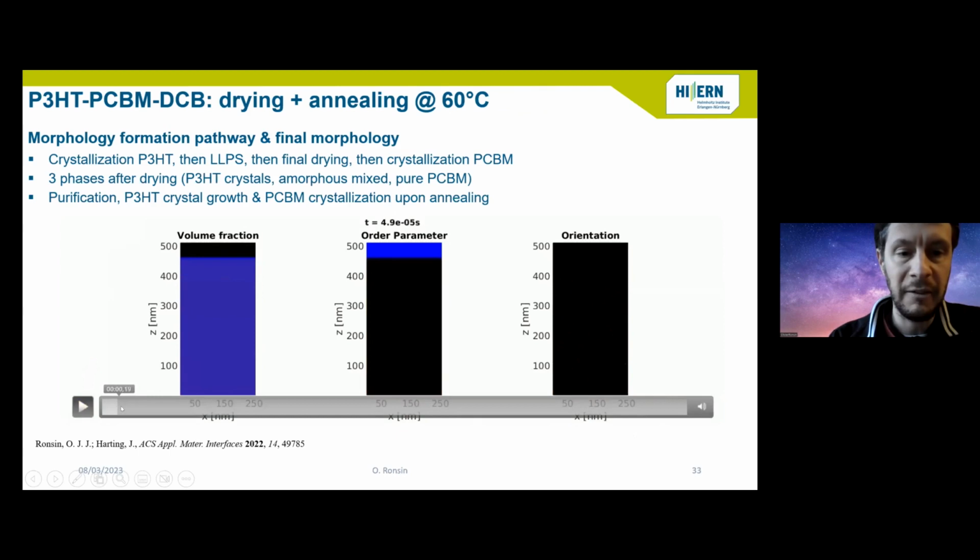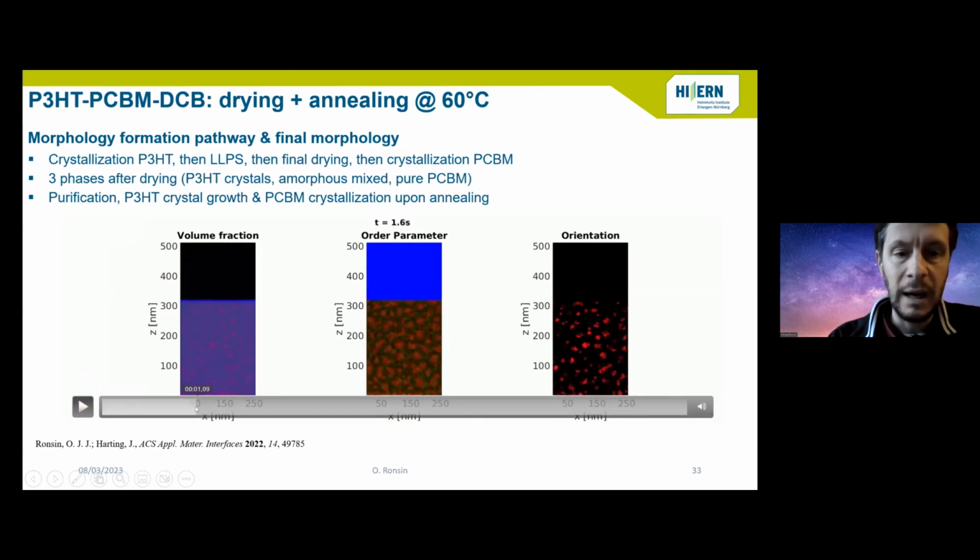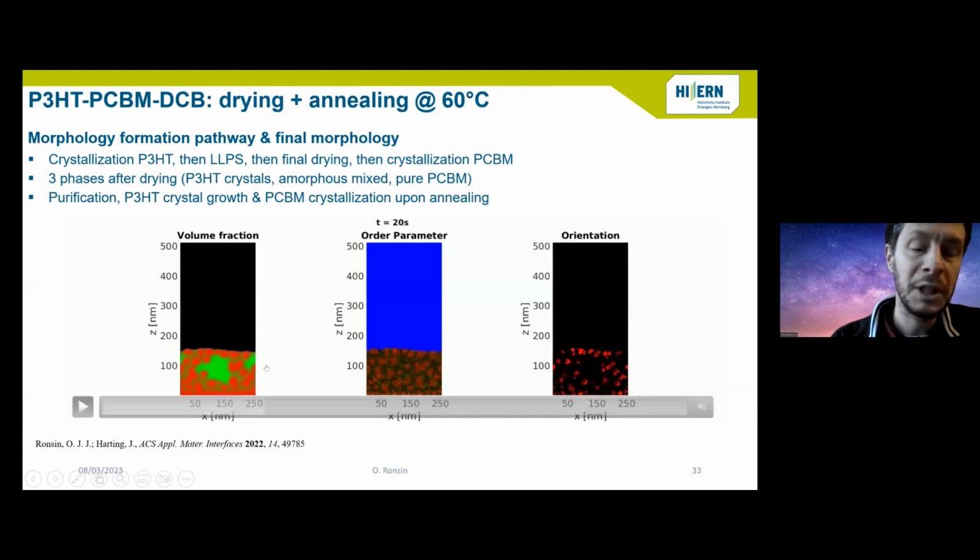Okay, so at the beginning, everything's homogeneous. At some point, maybe here, you see that some P3HT crystallites appear. Here you see more significantly the P3HT crystallites that are in some mixed amorphous phase. Shortly after, you see a pure acceptor phase appearing. This is liquid-liquid demixing. Here, the film is dry, and so the morphology is actually a three-phase morphology, with P3HT crystallites, an amorphous mixed phase, and a pure acceptor phase.